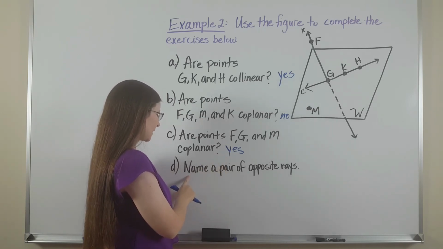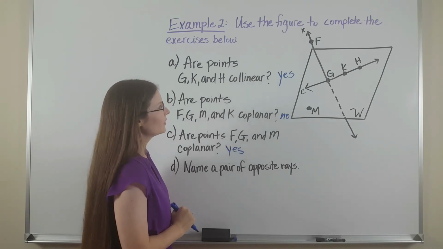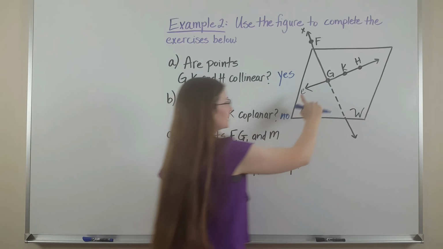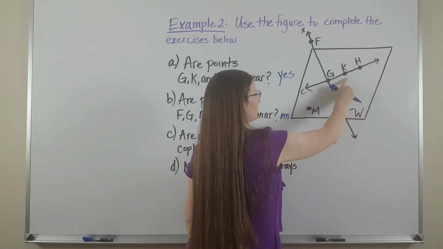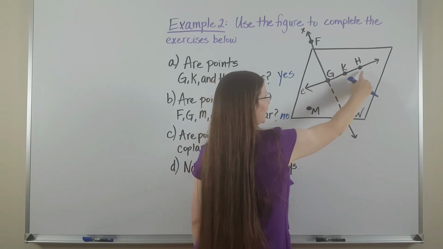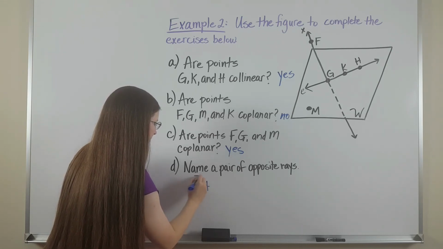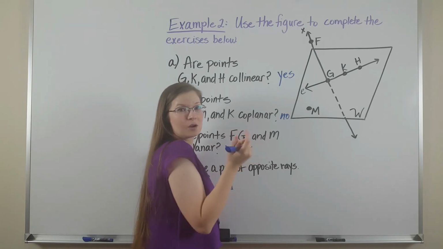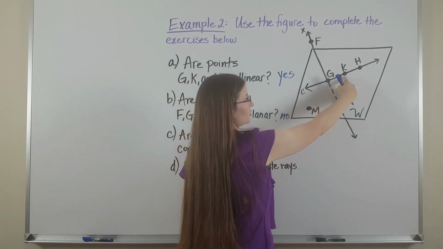Letter D says, name a pair of opposite rays. Okay? I'm looking for some rays. Looks like we're going to find those opposite rays over here. So starting with K, because K is in the middle of G and H, we've got ray KH. And we need a ray that also begins with K and goes in the opposite direction, KG.